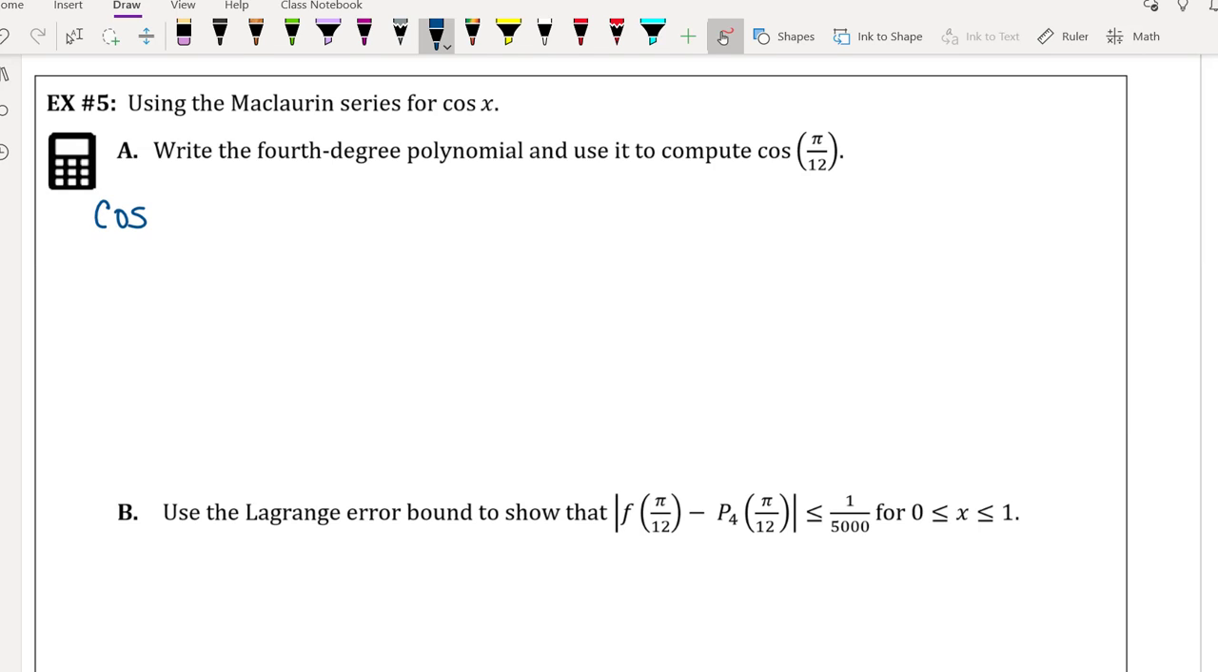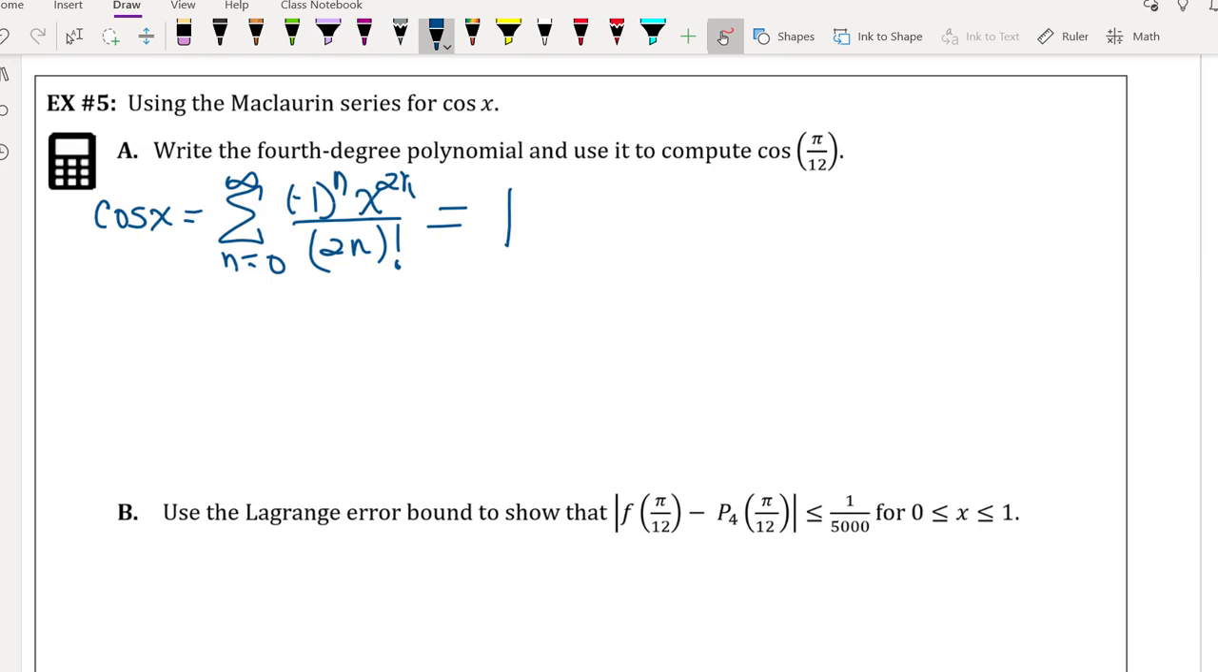Cosine of x as a Maclaurin series can be written as the summation from n equals 0 to infinity of negative 1 to the n times x to the 2n over 2n factorial. So it catches all the even terms. A fourth degree polynomial doesn't mean n is 4. It means we want x to the fourth. So we just have a few terms here.